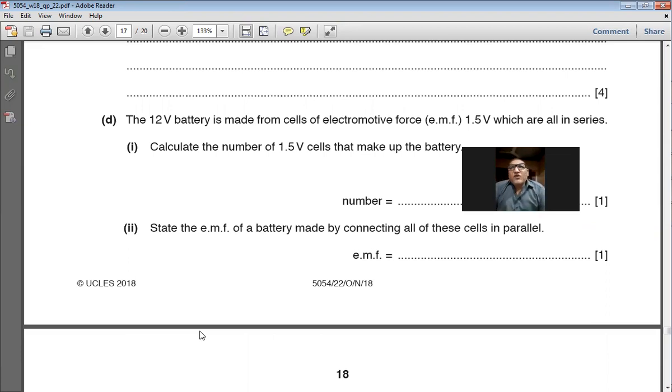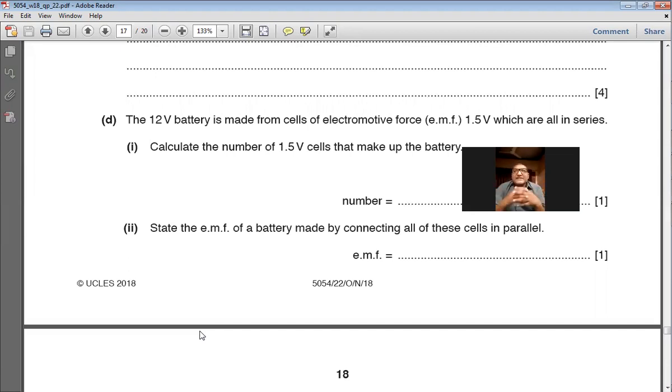The 12-volt battery is made from cells of EMF 1.5 volt, which are in series. Calculate the number of 1.5 volt cells that make up the battery. Number of cells, you can easily find: 12 divided by 1.5. You will get the number of cells. And state the EMF of a battery made by connecting all of these cells in parallel.